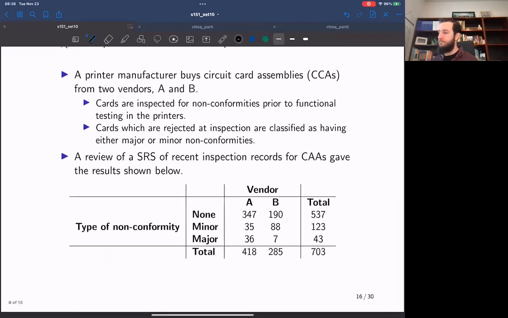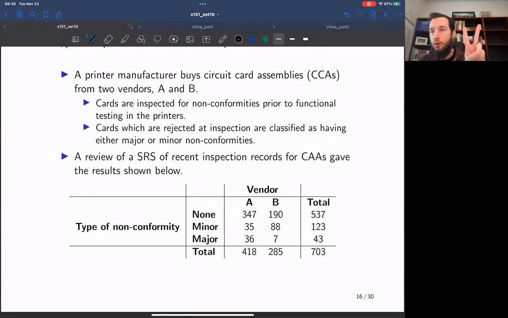Okay, so for example, suppose that we have a vendor or a business that's selling us circuit card assemblies. It's a very interesting example. So we have these vendors or businesses that we're calling A and B, so as to not incriminate any actual vendors or businesses that operate in this area. They're selling these circuit card assemblies. And the circuit cards, the CCAs, can have three different levels of nonconformity. They can have no nonconformity, which would be none. They can have a minor nonconformity, which we call minor, or they can have a major nonconformity.